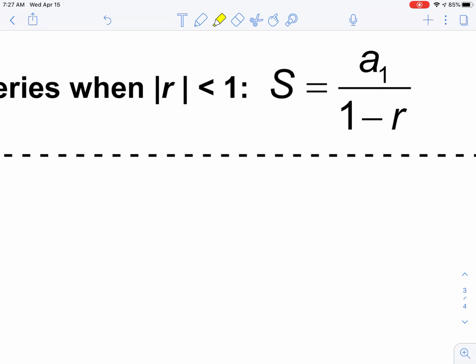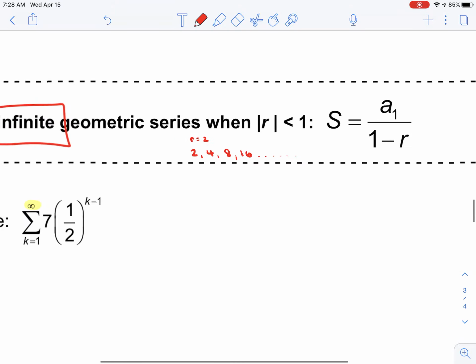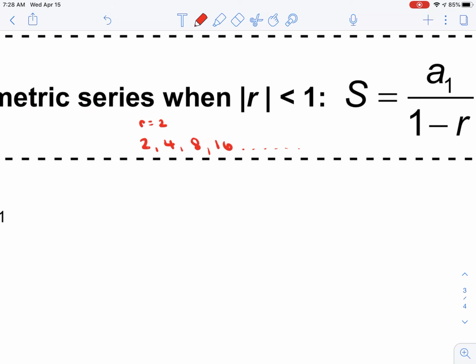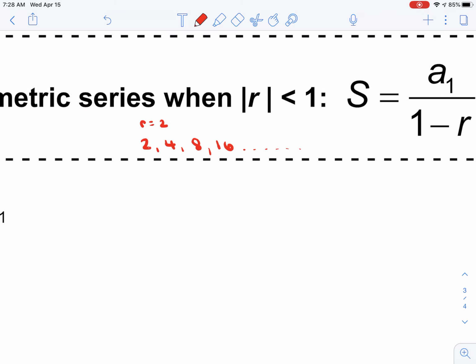Because think about it. If I give you something with a ratio that's greater than 1, like for example, if I say 2, 4, 8, 16, and it keeps getting larger and larger, this has a ratio equal to 2. If I said find the sum of an infinite series that looks like this, it is going to diverge. These numbers are going to keep getting larger and larger, and they don't approach a value. So there would be no infinite sum here.